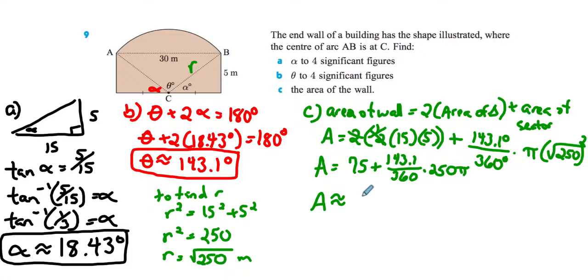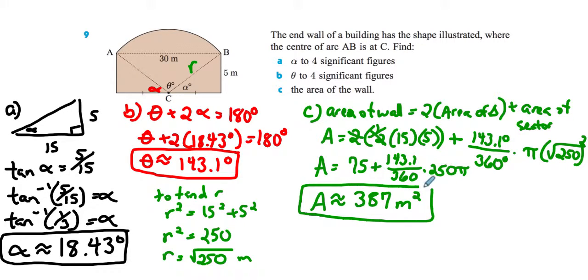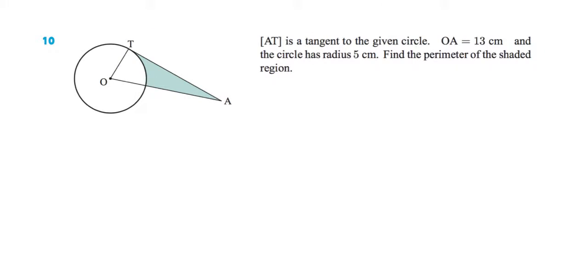And A, the area of the wall, is approximately 387 square meters. This one didn't specify what to round to. Number 10. The key is that AT is tangent to the circle, so that tells me I have a right triangle. If I didn't know it was tangent, I wouldn't know I had a right triangle. So this is going to be key.